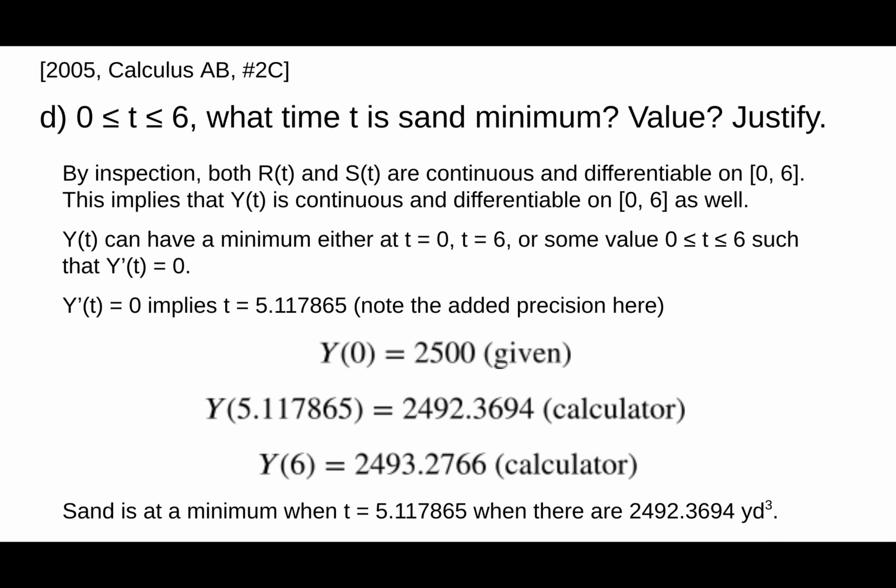And the amount of sand on the beach at that time is 2,492.3694. And remember, correct to 3 decimal places, so even if you don't round these in your answer, they're going to stop reading after the 3rd spot. And if it's correct, either truncated or rounded, you will get those points.